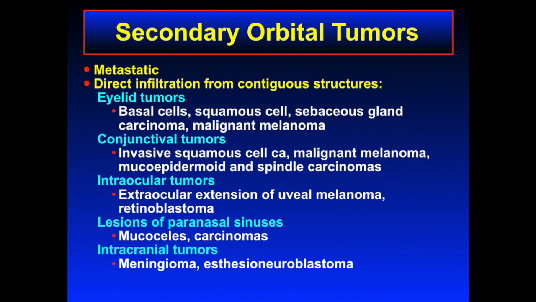Secondary orbital tumors include metastases and direct infiltration by contiguous structures. Eyelid tumors like basal cells, squamous cells, sebaceous gland carcinoma, or melanomas can invade the orbit. We see more conjunctival tumors invading the orbit: invasive squamous cells, melanomas, mucoepidermoid and spindle cell carcinomas. Intraocular tumors can also extend extraocularly. You can have orbital invasion by melanomas and retinoblastomas. Mucoceles and carcinomas can impinge on the orbit, and meningiomas and esthesioneuroblastoma of the CNS can also invade secondarily.